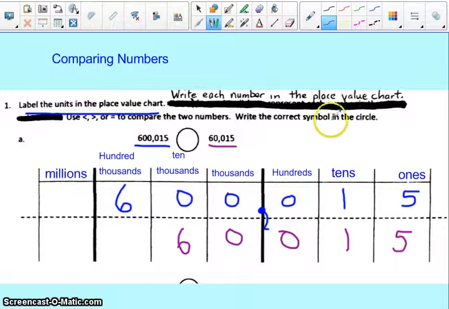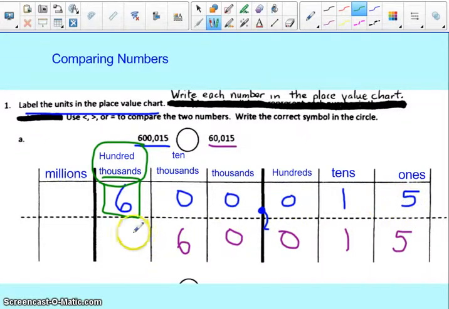So now if we are going to compare these two numbers, we start with the largest place value. So where is the largest place value? It's always the furthest to the left. The furthest place value in either one of these numbers is the hundred thousands. We have 6 hundred thousands in this number, 600,015, but we have no hundred thousands here. And we know, of course, 6 is more than nothing. So therefore, this number, 600,015, is greater than 60,015. The correct symbol to use is this.